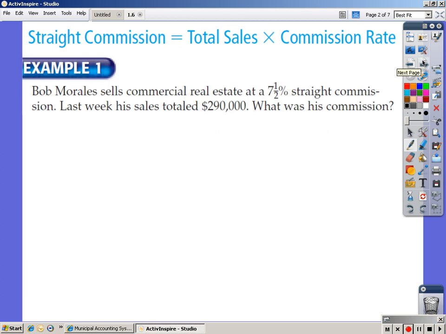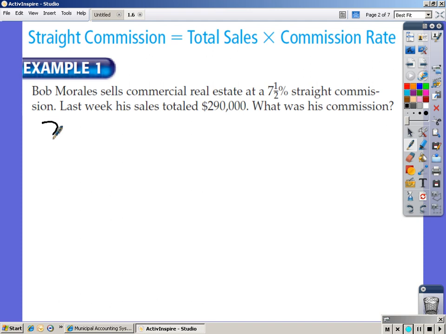Here is our formula for today. Straight commission equals total sales times commission rate. Okay, pretty easy formula. Now, example 1. Bob Morales sells commercial real estate at a 7.5% straight commission. Last week his sales totaled $290,000. What was his commission?